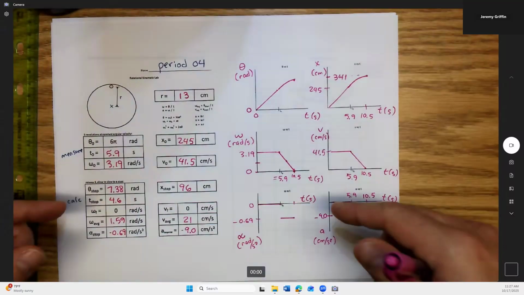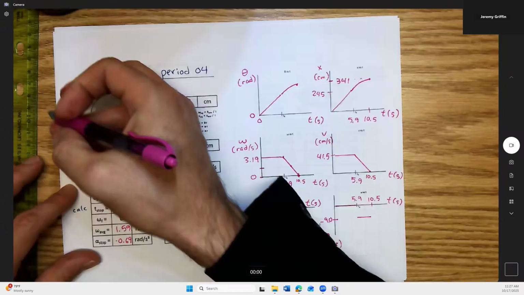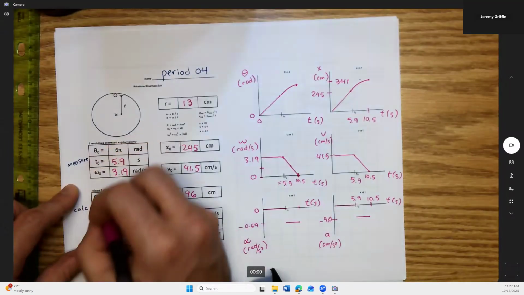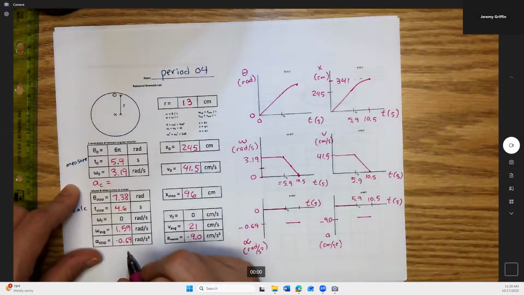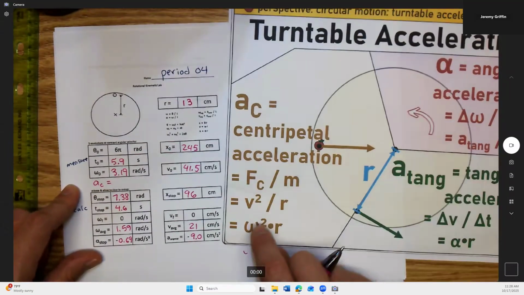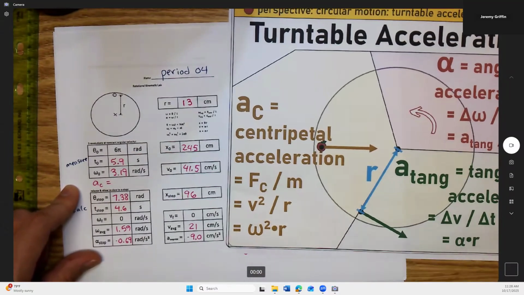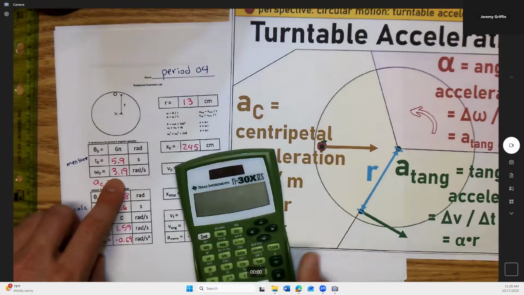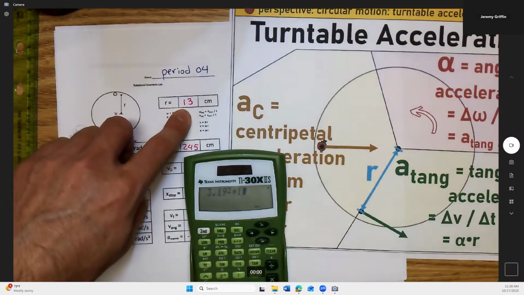So I wonder what was the centripetal acceleration. And there's two ways we can get it. So I'll do it for the first half of the story here. I'll say centripetal acceleration equals. Okay. So here's two ways. We could either do omega squared times r or v squared divided by r. Okay? So let's start with omega squared times r. So I'm going to take this omega, which is 3.19 radians per second. I'm going to square that and multiply by my radius of 13 centimeters.